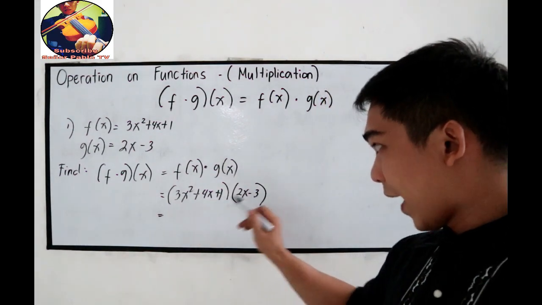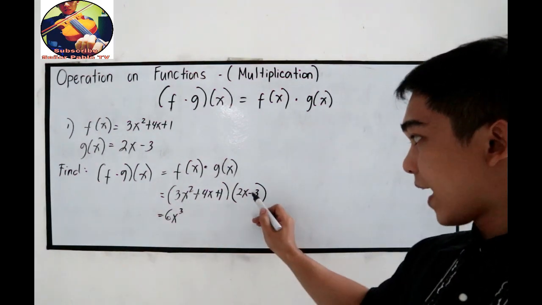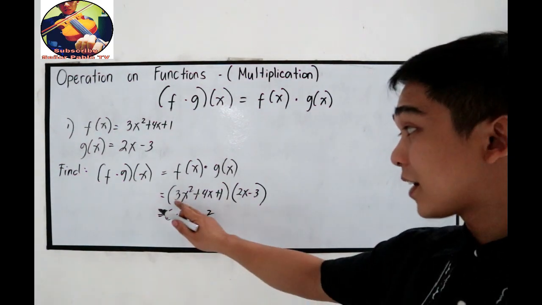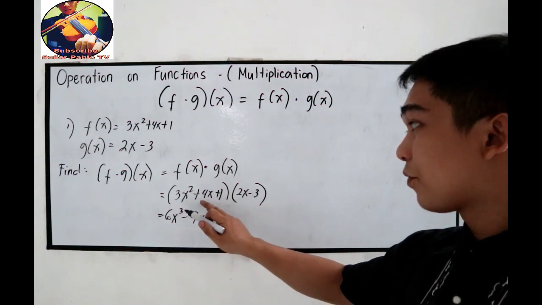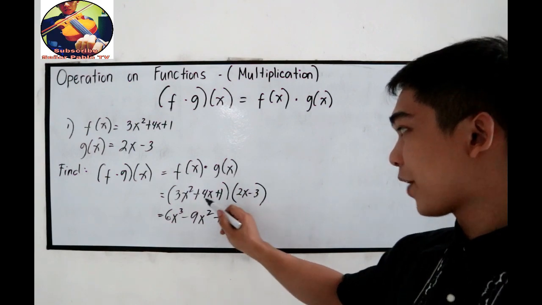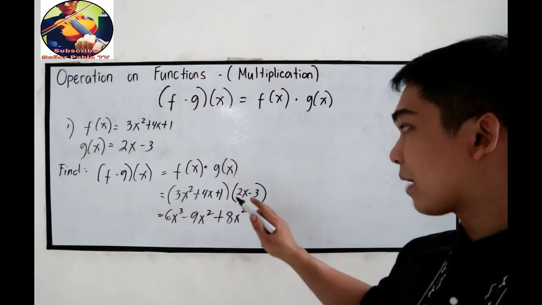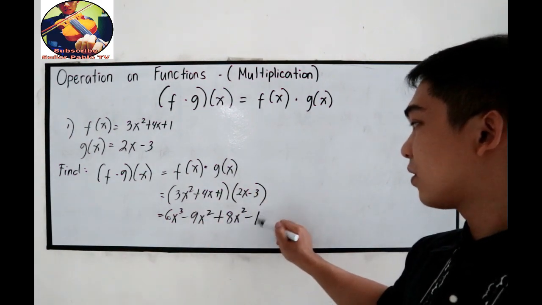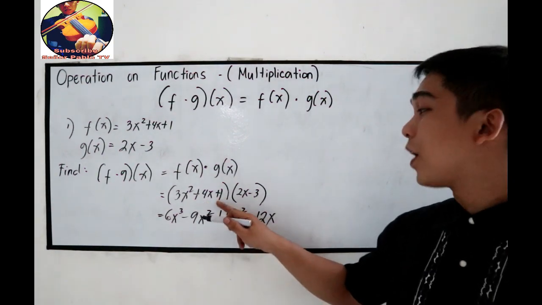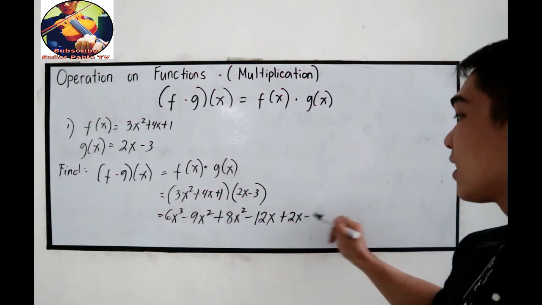3x squared times 2x, 6x cubed. 3x squared times negative 3, negative 9x squared. After natin kay 3x squared, kay 4x naman tayo. 4x times 2x, 8x squared. Next, 4x times negative 3, negative 12x. And pagkatapos natin kay 4x, kay 1 naman. 1 times 2x, positive 2x. 1 times negative 3, negative 3.